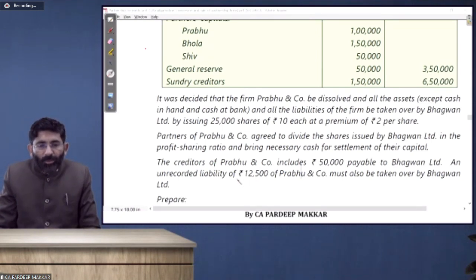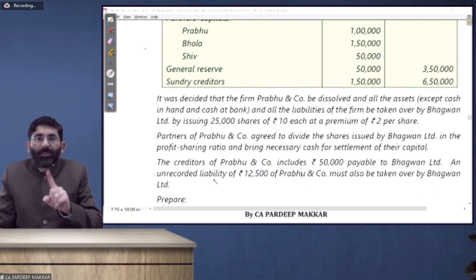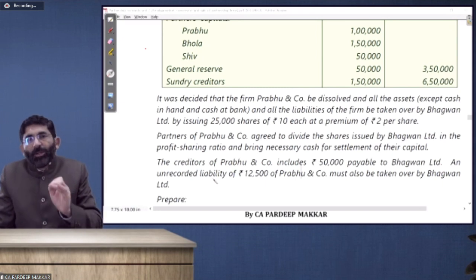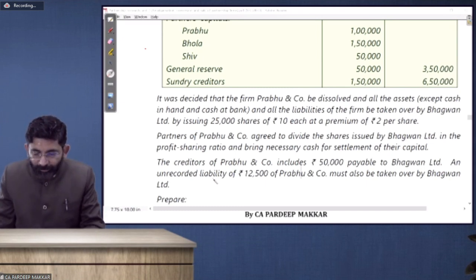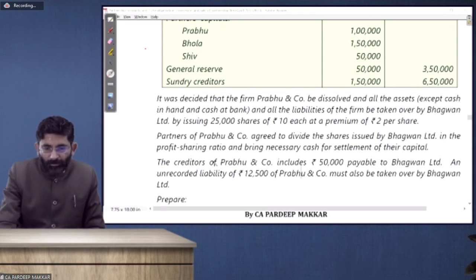An unrecorded liability of 12,500 must also be taken over by the purchaser. Again, if any unrecorded liability or asset comes into the picture, then the vendor company has no relevance for that. This is a matter of concern for the purchaser company only, which has been discussed in the dissolution chapter earlier. Okay, my dear. So it is very simple and easy to do this question.